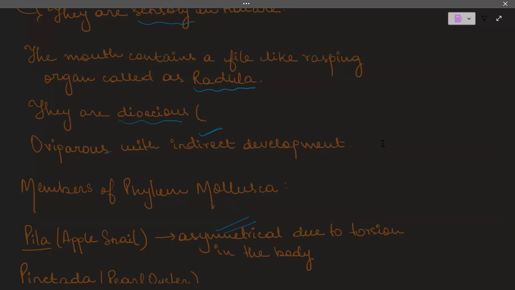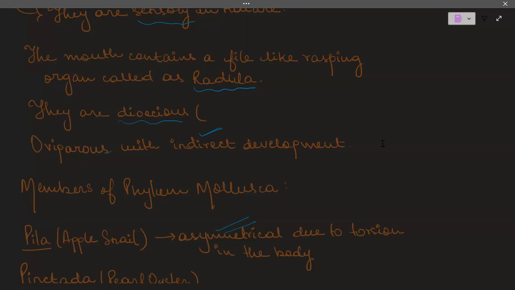Oviparous means? What is the meaning of oviparous? Egg-laying organism. Correct. They are egg-laying and their development is again indirect.